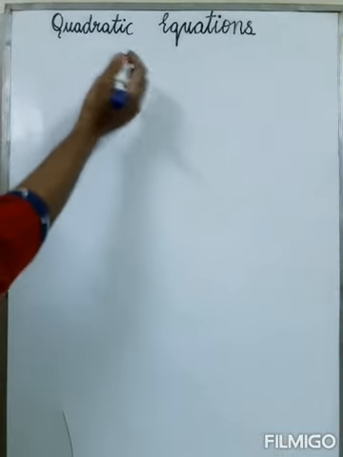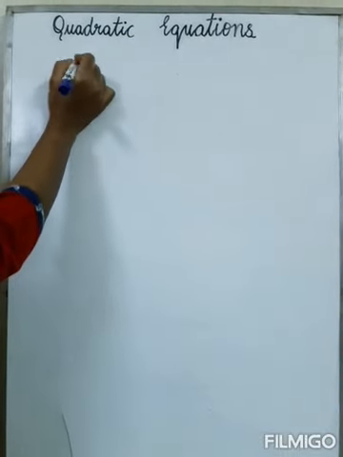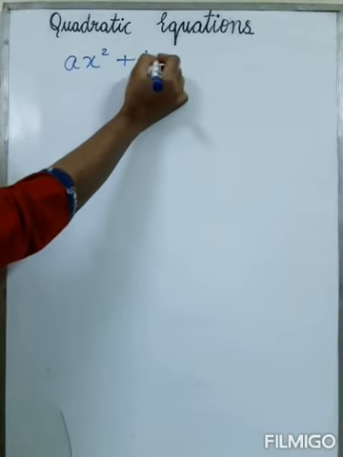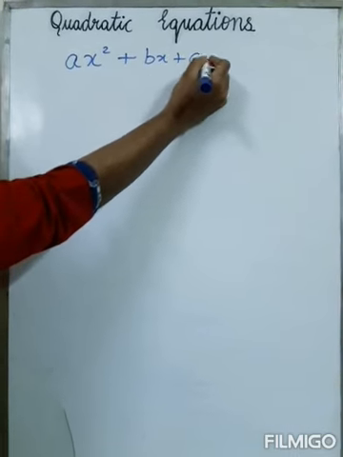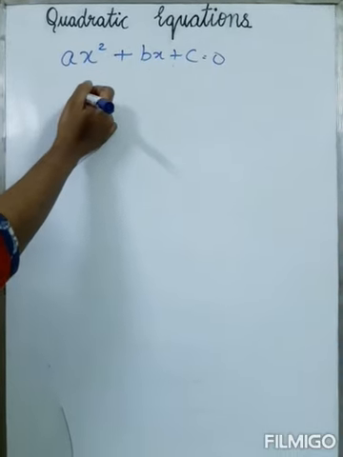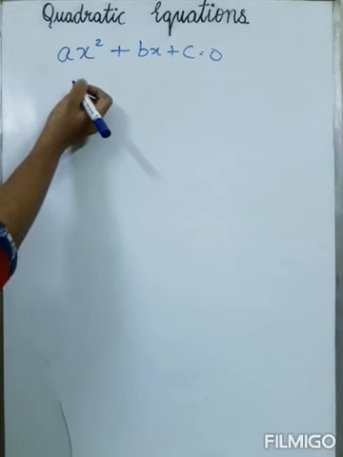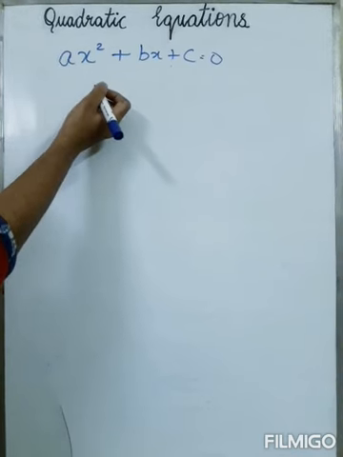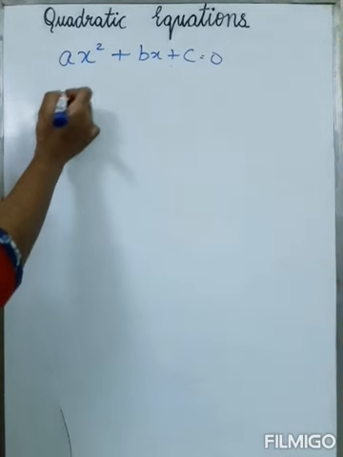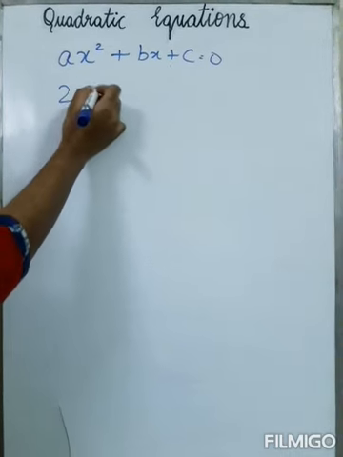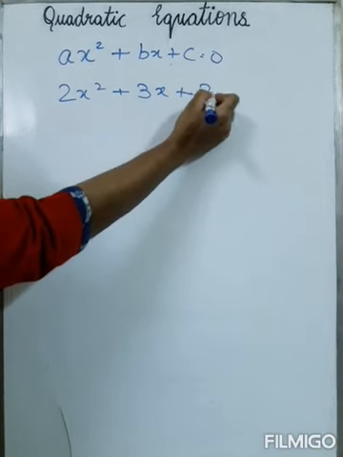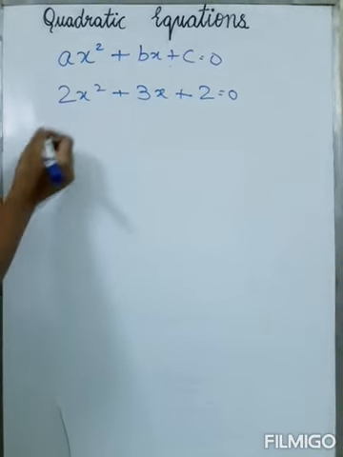Students, today we are going to start quadratic equations. Quadratic equations are in the form of ax square plus bx plus c equals to 0, where a, b, c are constants. They can be any numerical numbers. They can be integers, they can be rational numbers, they can be plus, they can be minus. Now we can take an example. 2x square plus 3x plus 2 is your quadratic equation.